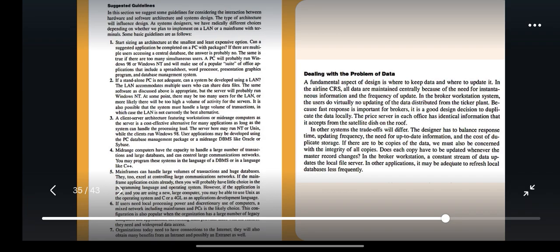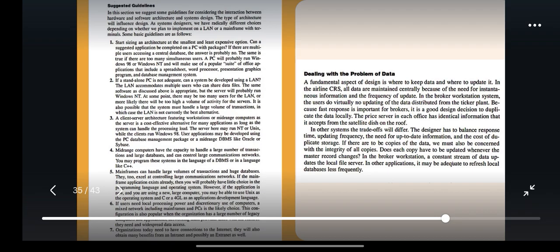So fifth is mainframes can handle a large volume of transactions and huge databases. They too excel at controlling large communication networks. If the mainframe application exists already, then you will probably have little choice in the programming language and operating system. However, if the application is new and you are using a new large computer, you may be able to use Unix as the operating system and C or a 4GL as an application development language.